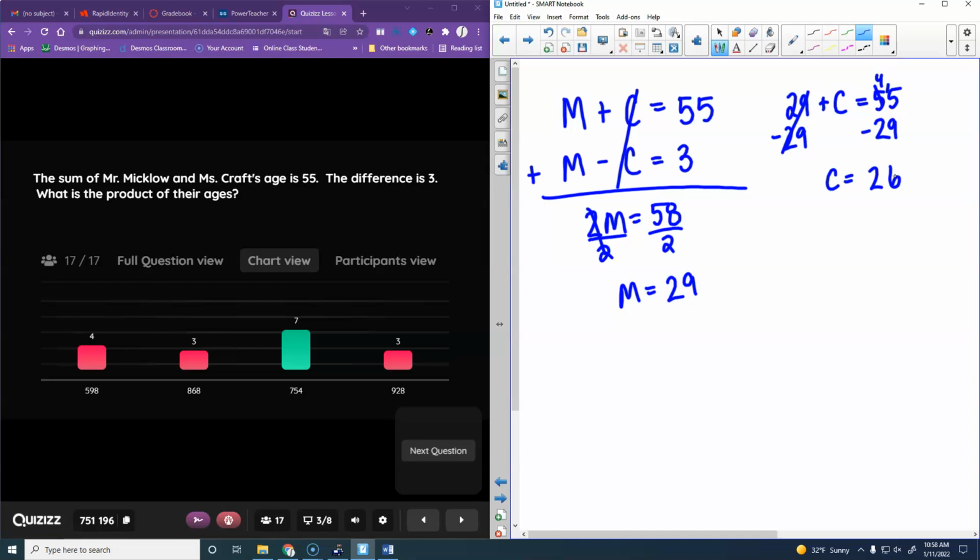On these, a lot of times if this is given to you as multiple choice, it'll be done this way so that you can't just guess and check the answers, right? Because it'd be really easy if they told you the two ages, you just add them together and subtract them and see which one works. Then you multiply between them. So, it's the product of their ages, so you're going to do 29 times 26, and when you do that, that should be 754.